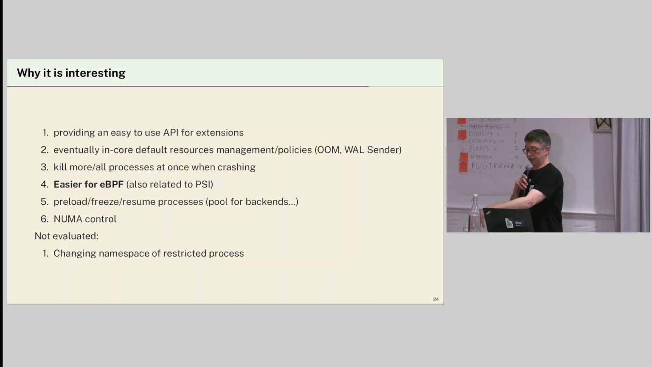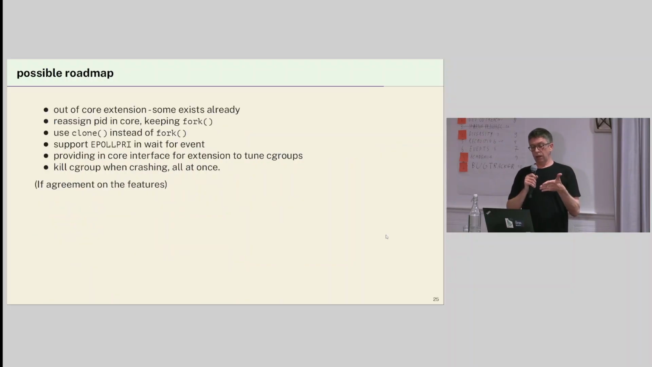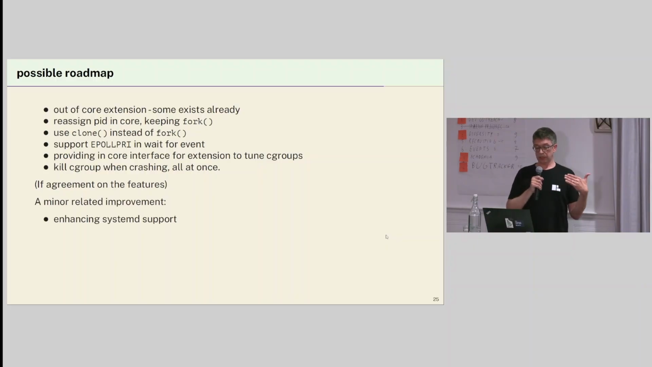And so maybe just to end on a possible roadmap on these topics: use out-of-core extensions. Many exist already, and we have some. I would really like to be able to reassign PIDs in core, so keeping fork at the beginning, and then moving from fork to clone, and then adding EPOLLPRI to wait event, and then providing a core interface for extensions to tune cgroups, because the best thing is to not do that inside PostgreSQL. It's super complex. Defining a policy, resource management, don't do that. Prefer offering an API, let extensions discover what's good and what's not, and then in 1, 2, 3, 4, 5 years, we maybe will have some policies internal to PostgreSQL.